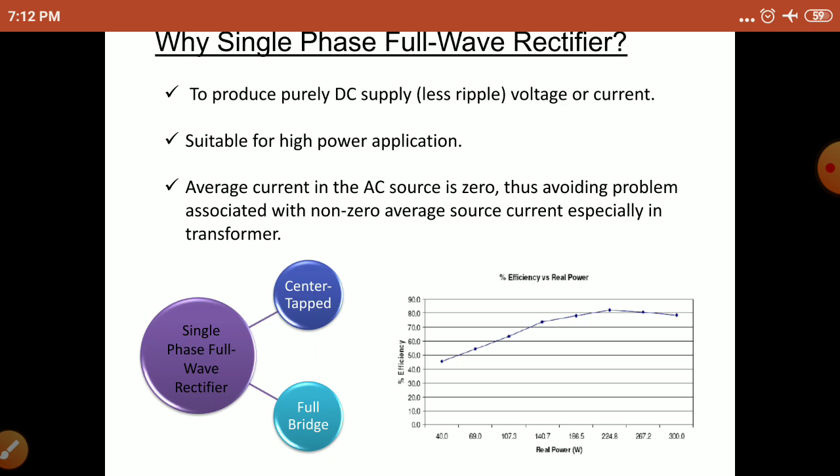So that's about why single phase full wave rectifiers are required. Why only the single phase full wave rectifier? Why not half wave rectifiers? I already told very clearly, half wave rectifiers are used only for low power applications, whereas full wave rectifiers are used for high power applications. That is the main difference.